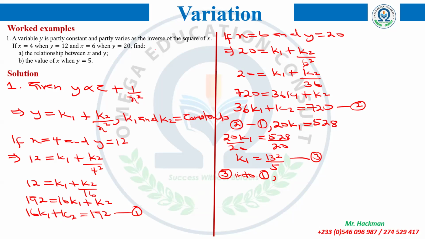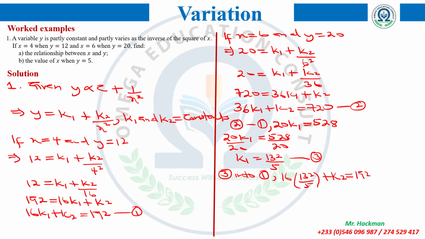So at this point, this is what we are going to get. 3 into 1. Wherever we see K sub 1 in this, we substitute what we have here. So we are going to get 16 into what? 132 over 5. Plus K sub 2 is equal to 192. Am I right? Yes, please.